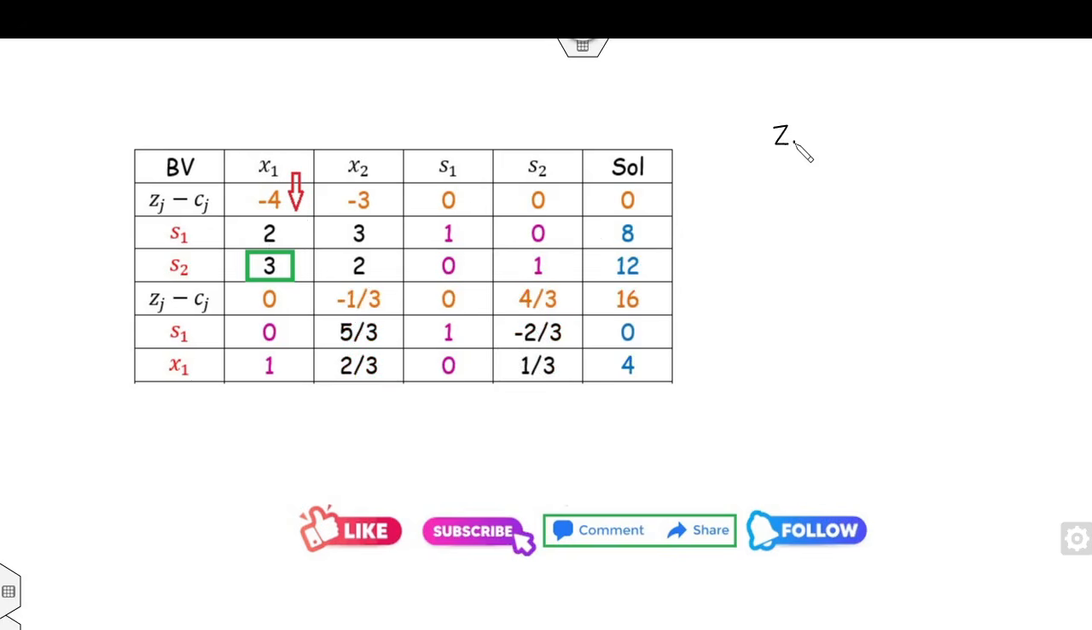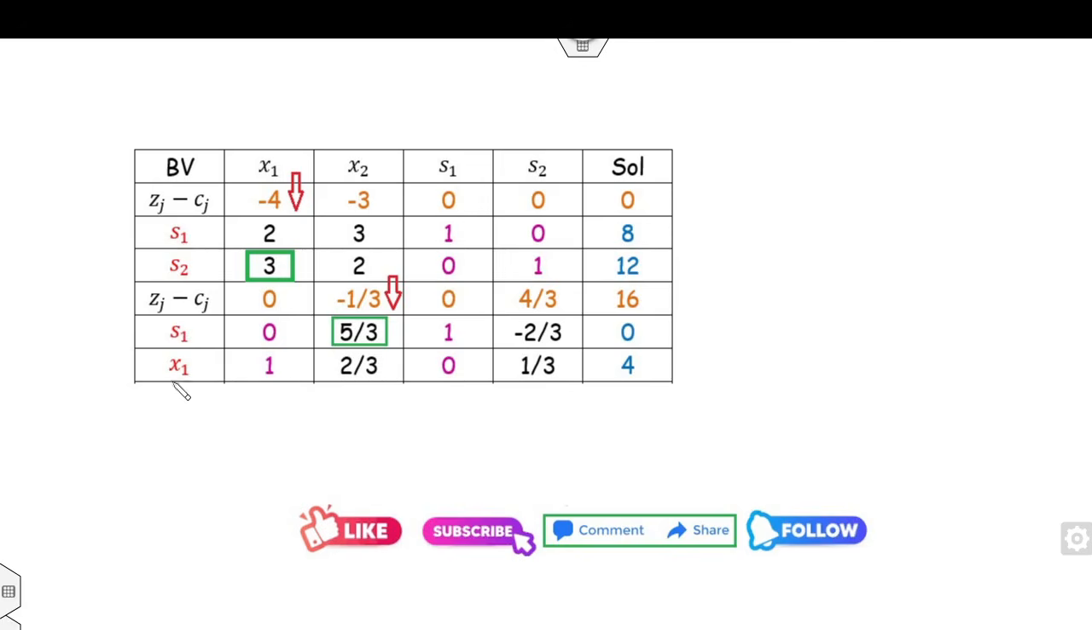Fine. Again, look at all those values in which Zj minus Cj is less than 0. We have only one value. So that means this is my entering variable. And what is the leaving variable? You can find the ratio, that is the box element divided by the positive term. So that's 0. 4 divided by 2/3 is 6. So the minimum element is 0. So this element is my box element.